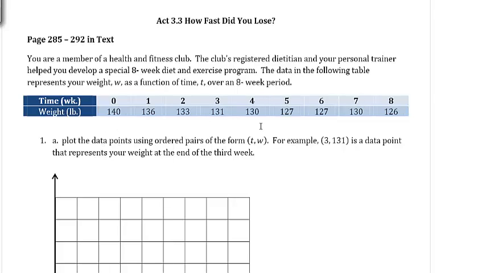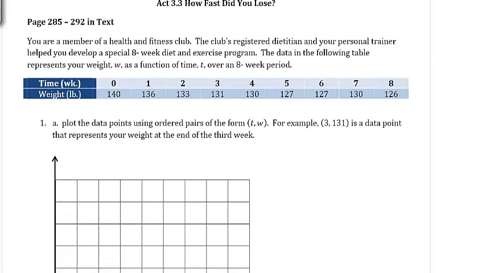So the first thing that we want to do is plot these data points on our graph. And we want to plot them in the form T, W, so T is going to go on the x-axis, and W will go on the y-axis. For an example, we have 131 as one of the data points. That represents our weight at the end of the 3rd week.